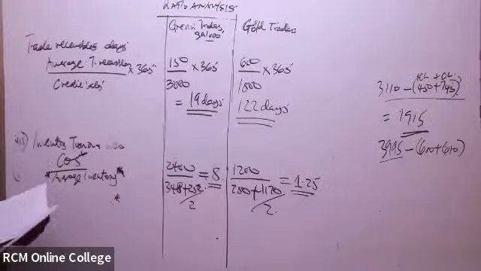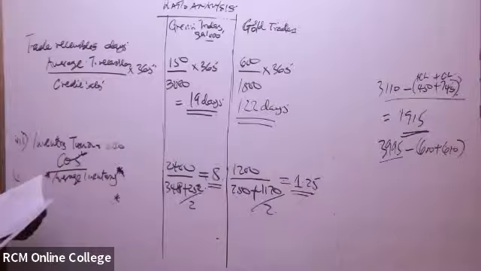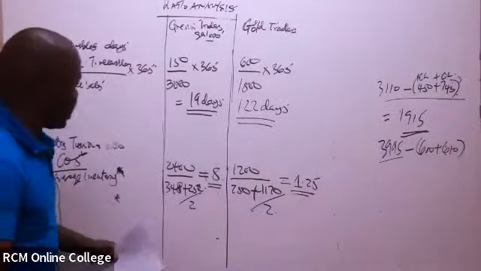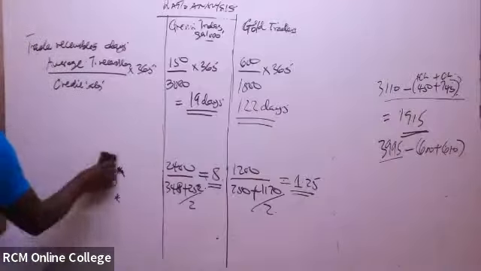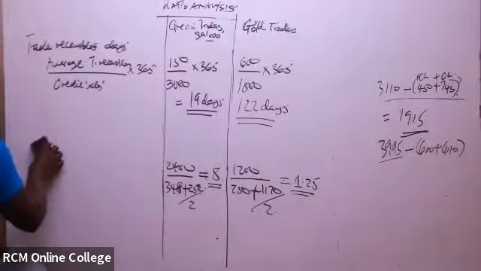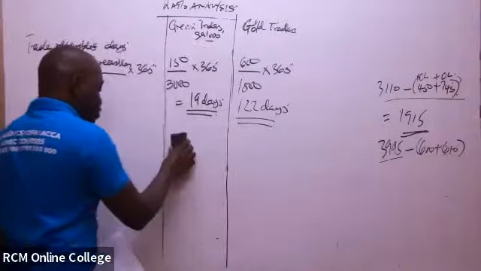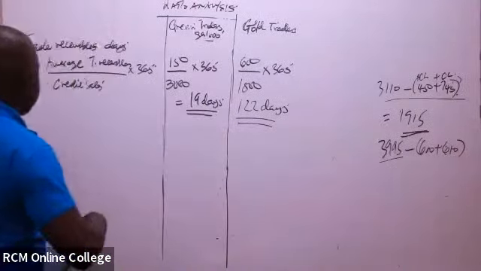Then the other one is trade payables days. So now in this case, how do you pay? Are you efficient in having to pay your suppliers? How efficient are you in having to pay your suppliers?